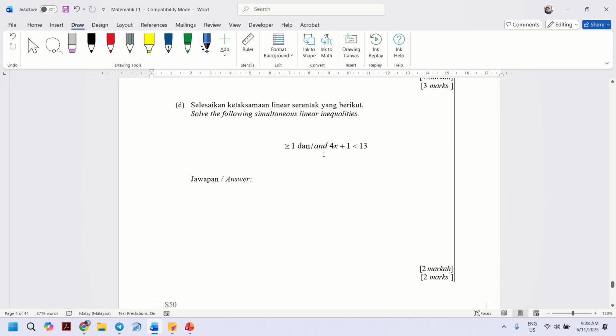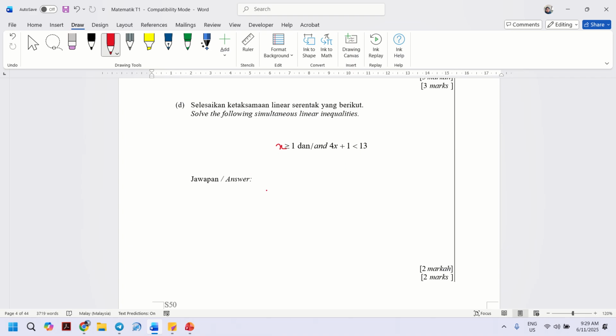What is the question? I have a missing number there. The question should be: x is greater than or equal to 1 and 4x plus 1 is less than 13.